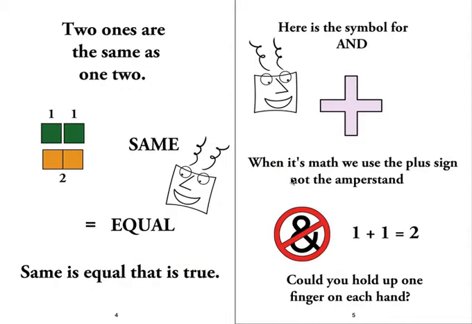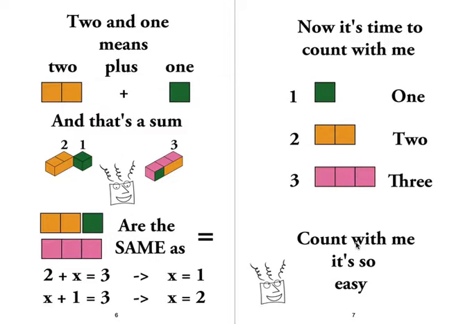Here is the symbol for and: when it's math, we use the plus sign, not the ampersand. So 1 and 1, 2. Could you hold up one finger in each hand? That's 1 and 1. You get 2. 2 plus 1, and that's a sum. And 2 plus 1 are the same as 3.